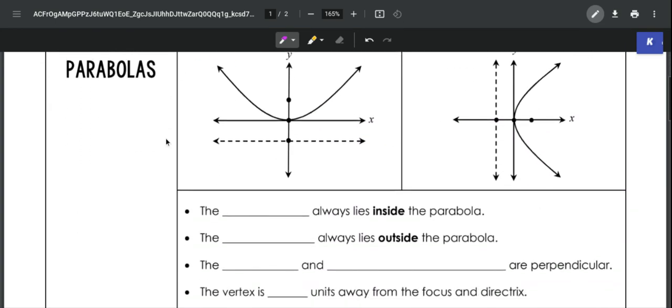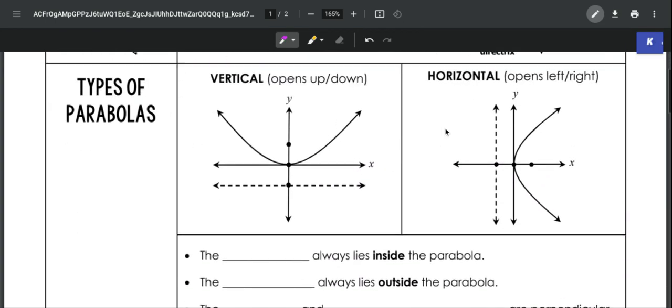All right, so we're going to have two types of parabolas, just like we've had with everything else. We're going to have a vertical one and a horizontal one. A vertical one's going to open up or down, and then a horizontal one's going to open on the left or on the right.